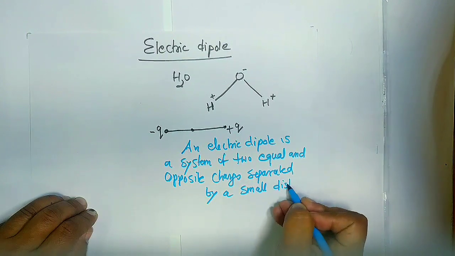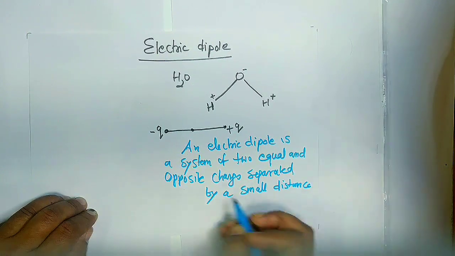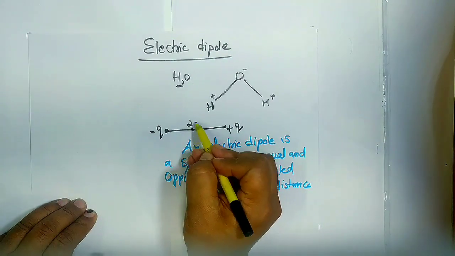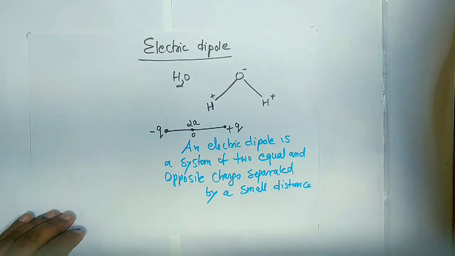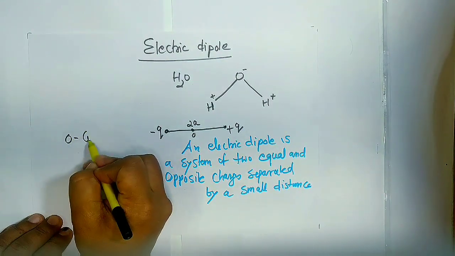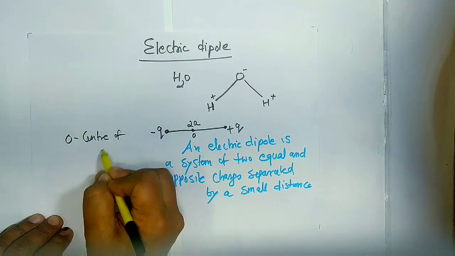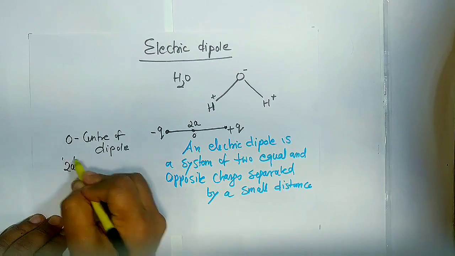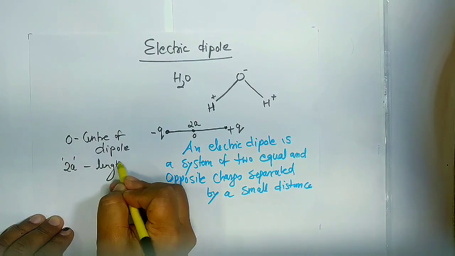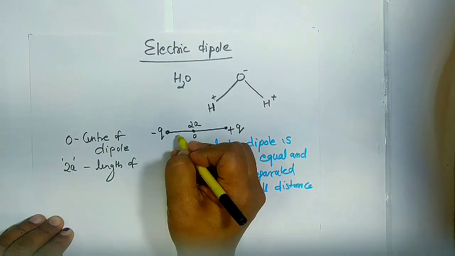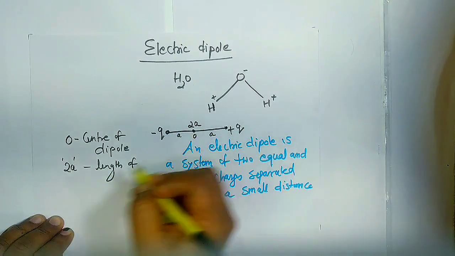Remember, this distance is very small, and say this distance is 2a, this is the center. So what is O? If I ask you, it is the center of the dipole. O is center of dipole. 2a is length of dipole. Even we can say a also, but 2a is the length of dipole. a in this side, a in this side from the center.